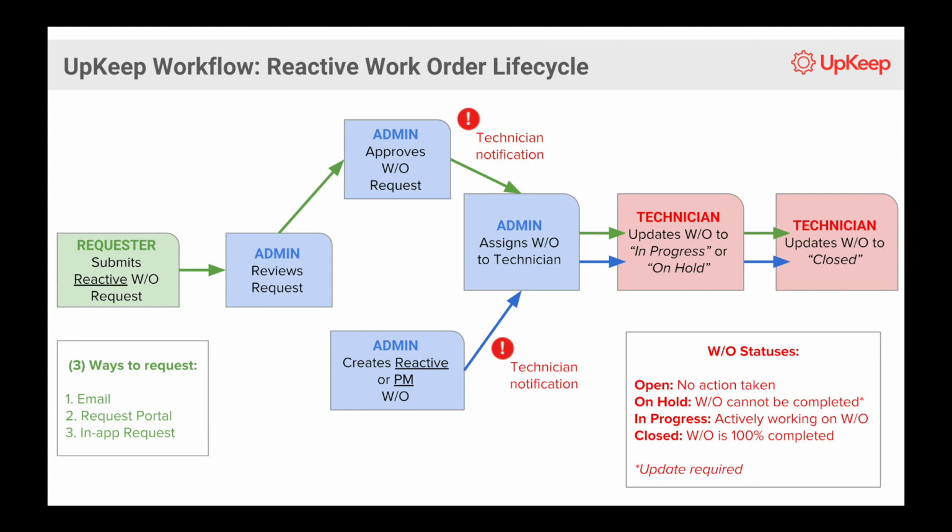Now, like I mentioned earlier, another way in which a work order can come about is with an admin or a technician creating a work order from scratch. So in this case, we're skipping the request process altogether. Basically, an admin or technician knows that something's broken. They go ahead, they create that work order right off the bat. They assign it to a technician. That technician gets notified, and the same thing plays out where a technician begins work on the work order. They use the statuses to say whether or not the work order is in progress or on hold, and eventually once everything's 100% completed, they update the work order to closed.